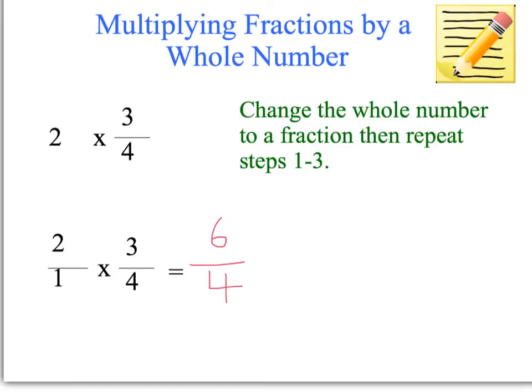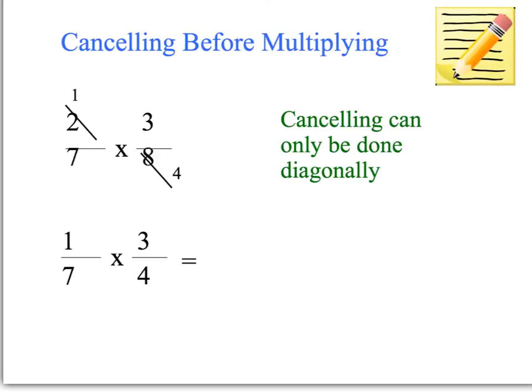Now this is an improper fraction, so we need to change it to a mixed number. So it'll be 1 and 2/4. And this is still not simplified down enough. They're both even numbers, so we need to go a bit further here. 2 will go into 2 once, it'll go into 4 twice. So it'll be 1 and 1/2.